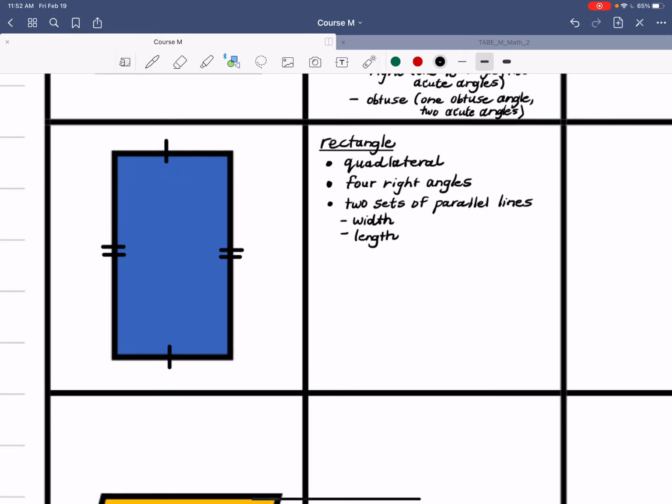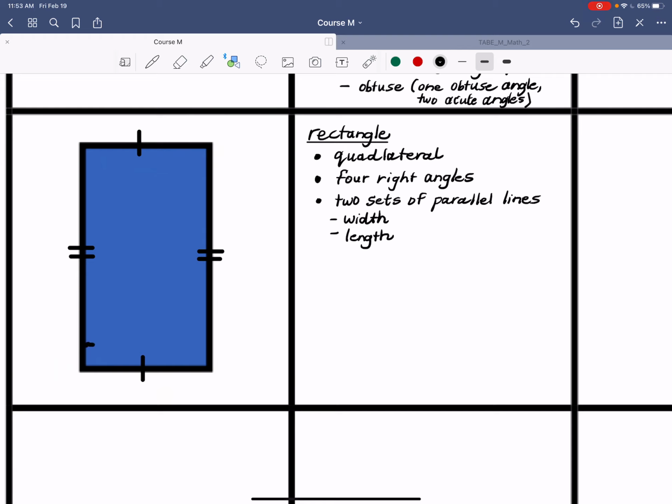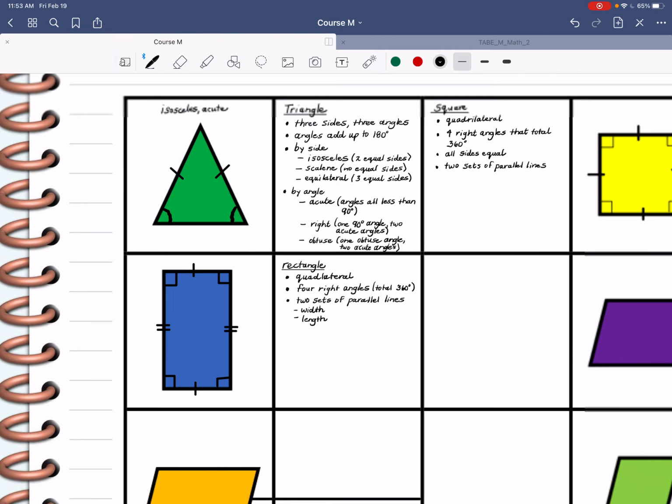Okay, one more thing here. I want you to mark your 90-degree angles. I think that's always a good idea. If you have 90 degrees or you want to show 90 degrees, use those boxes. So it is a total of 360 degrees, as quadrilaterals will be. Triangles total 180. Quads will total 360.